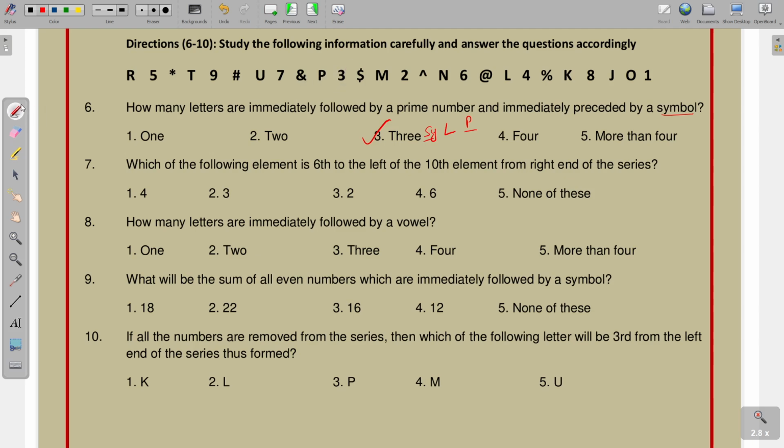Next question number 7. Which among the following element is 6th to the left of 10th element from right hand? So, 6th to the left plus 10th from right, that is 16th from right. Okay, 16th from right hand. So, 2, 4, 6, 8, 10, 12, 14 and 16, that is 3 is the answer.